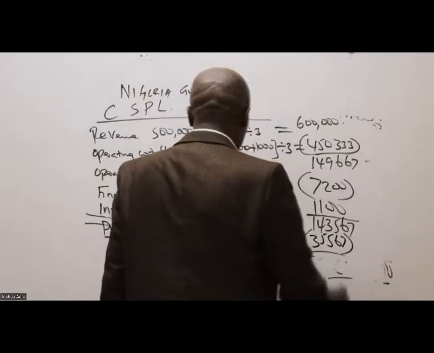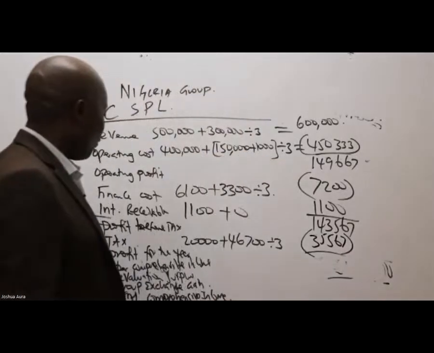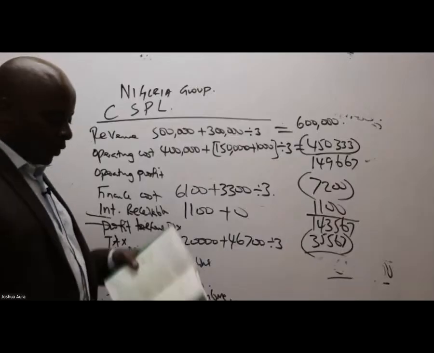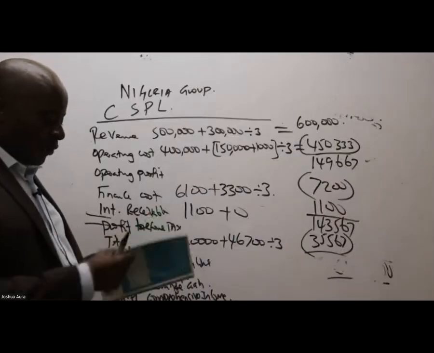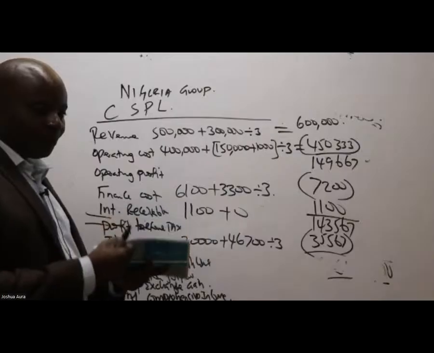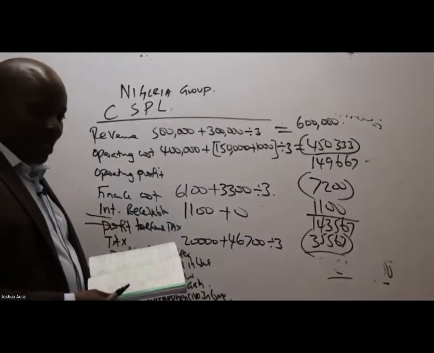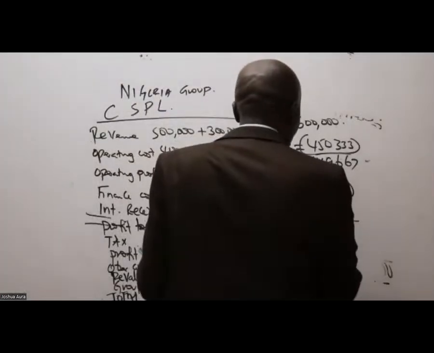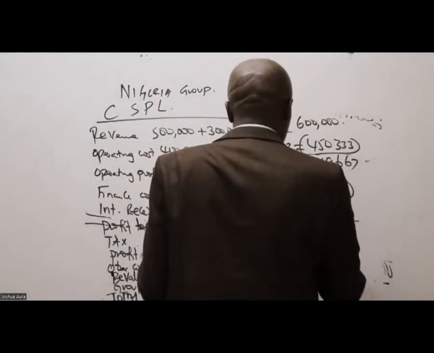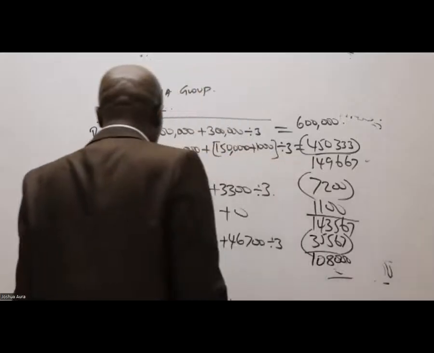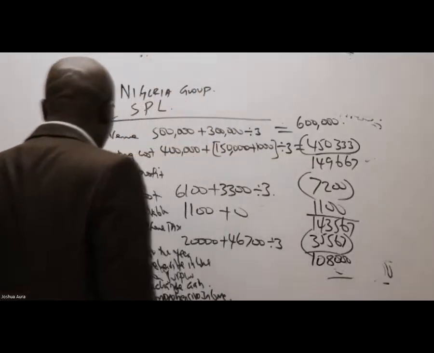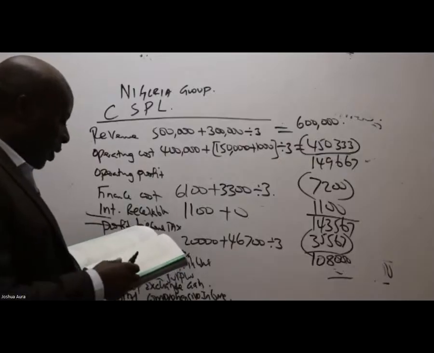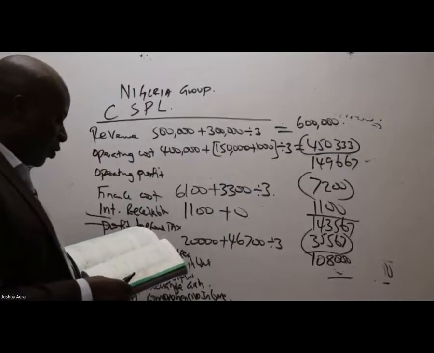So please go ahead and subtract this to give us the profit for the year. What do we have there? Profit for the year: 108,000. From there, come and give us other comprehensive income.